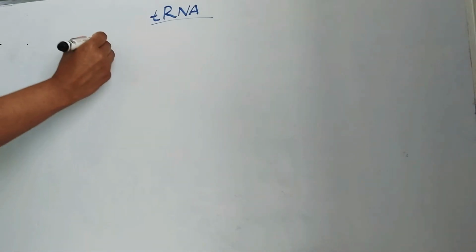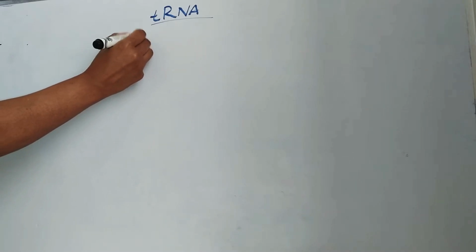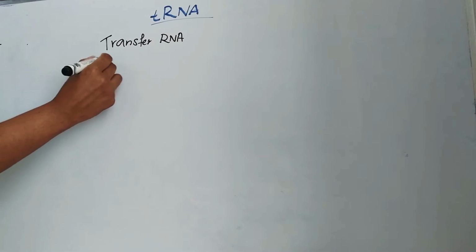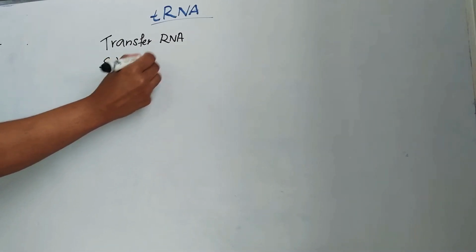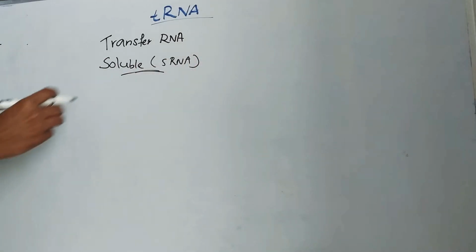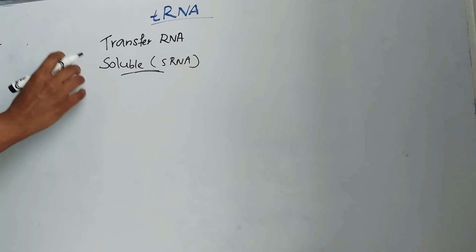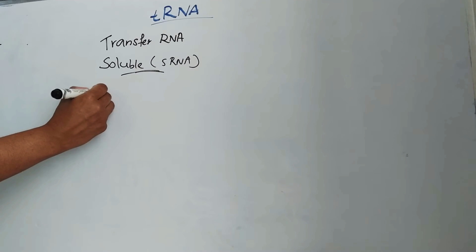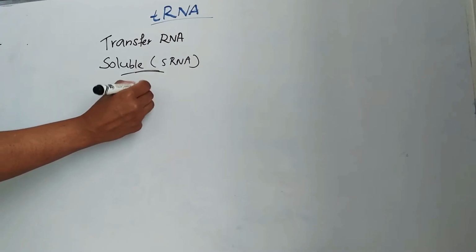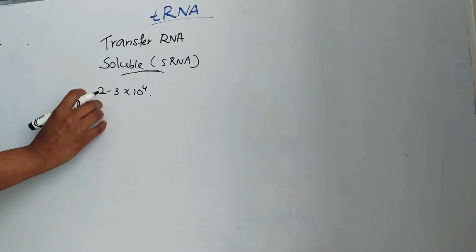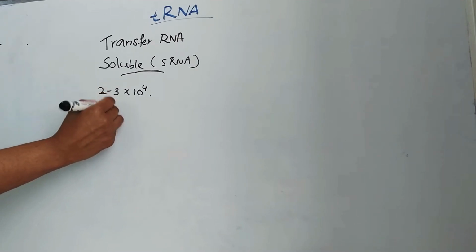Hello everyone. Today we will discuss tRNA or transfer RNA. It is also known as soluble RNA or sRNA. These tRNAs are relatively small, single-stranded and globular molecules, having molecular weight 2 to 3 × 10^4. These tRNA molecules are made by the action of RNA polymerase 3.